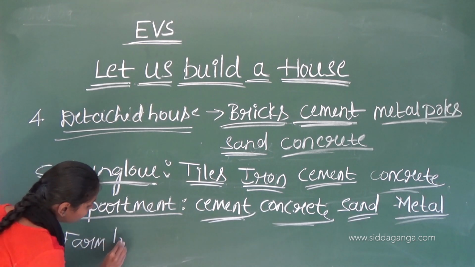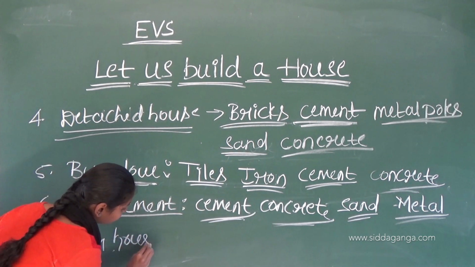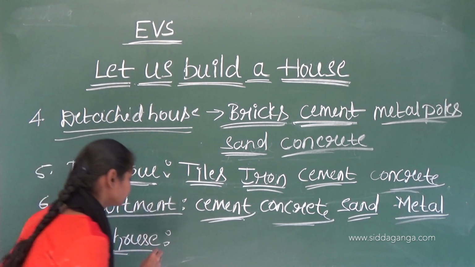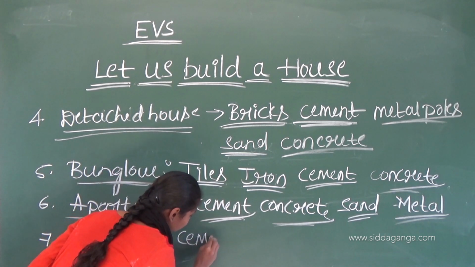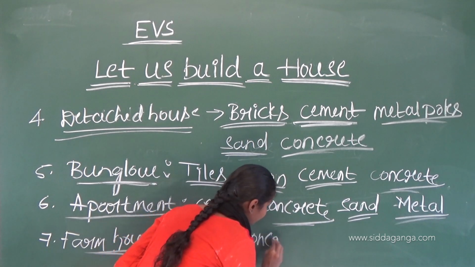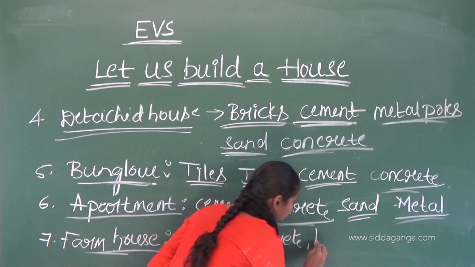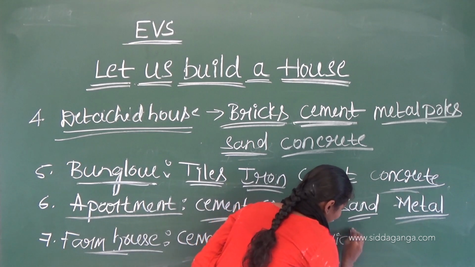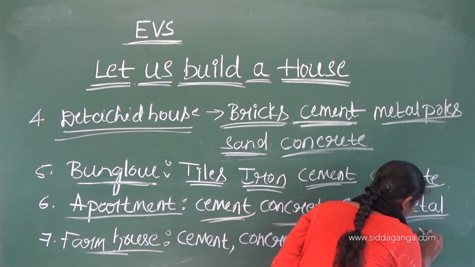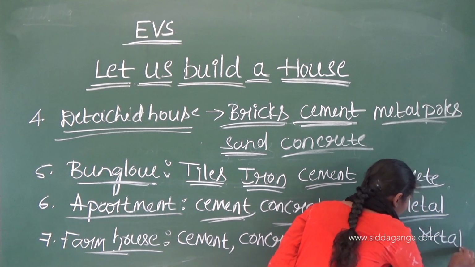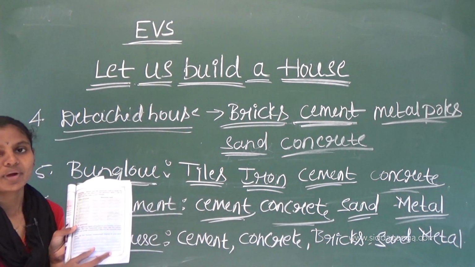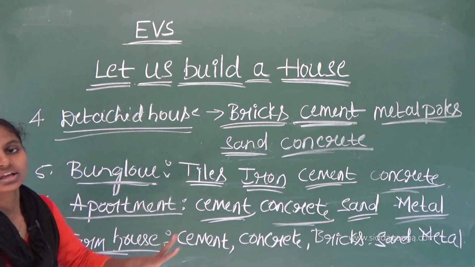Next, the seventh one is farmhouse. For making a farmhouse, we will use cement, concrete, bricks, sand and metal like iron. Okay, you have to write in the space provided for you.